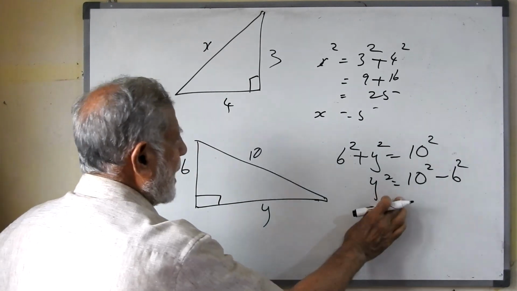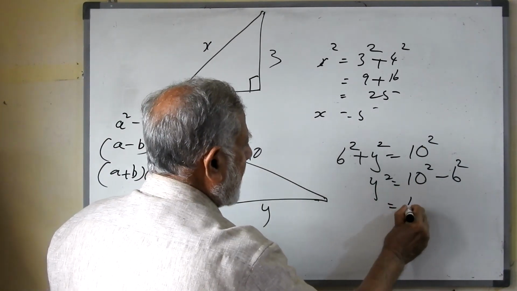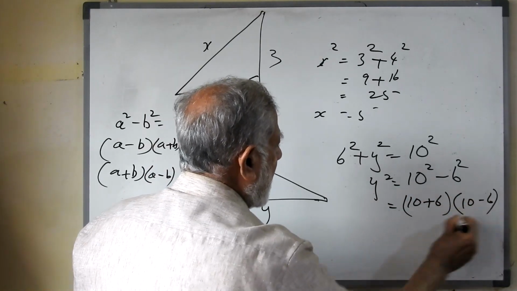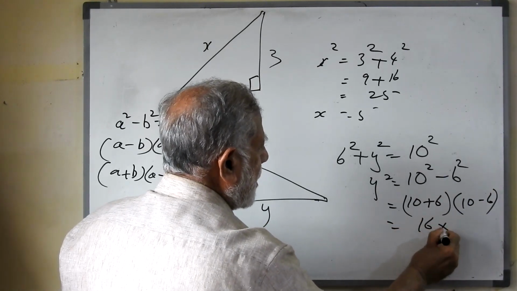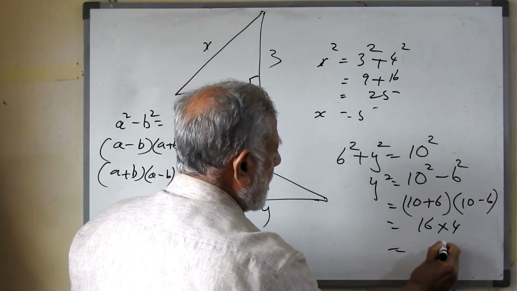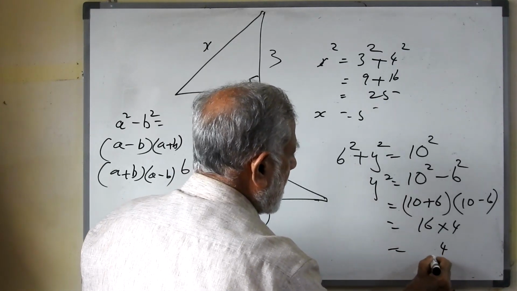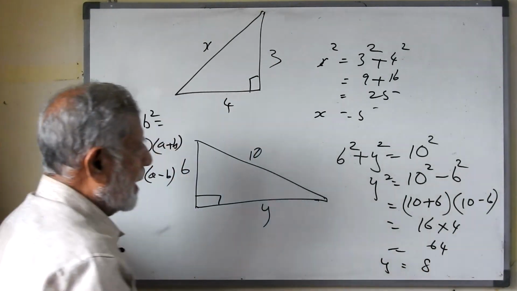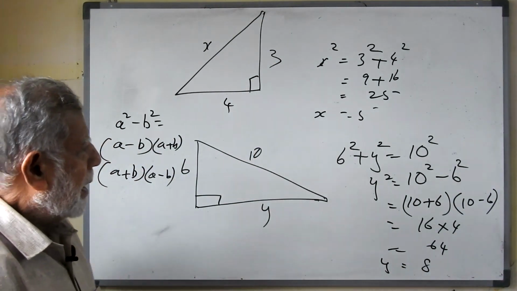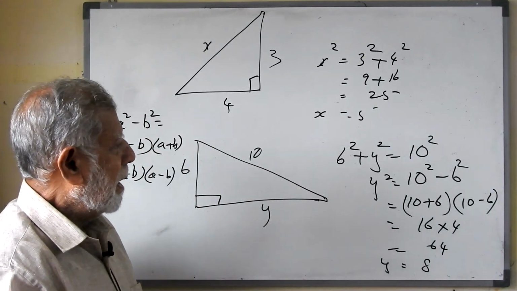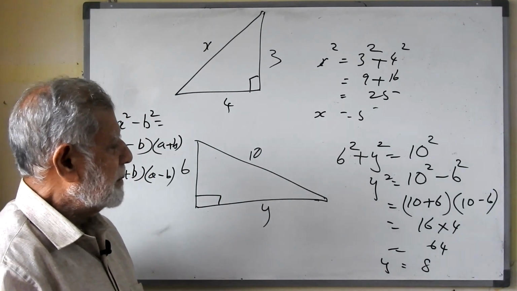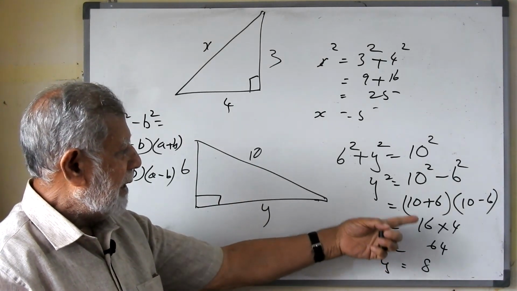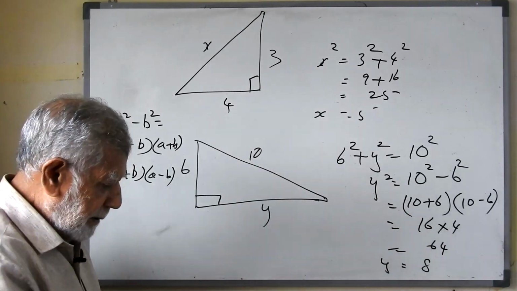So 10 squared minus 6 squared will be 10 plus 6 into 10 minus 6. That is equal to 16 into 4, that is equal to 64. So therefore y is equal to 8. Earlier also it was y is equal to 8, 100 minus 36, 64. So there you get bigger numbers. Here the numbers are small. So we add and subtract and get the answer. We'll take another example.